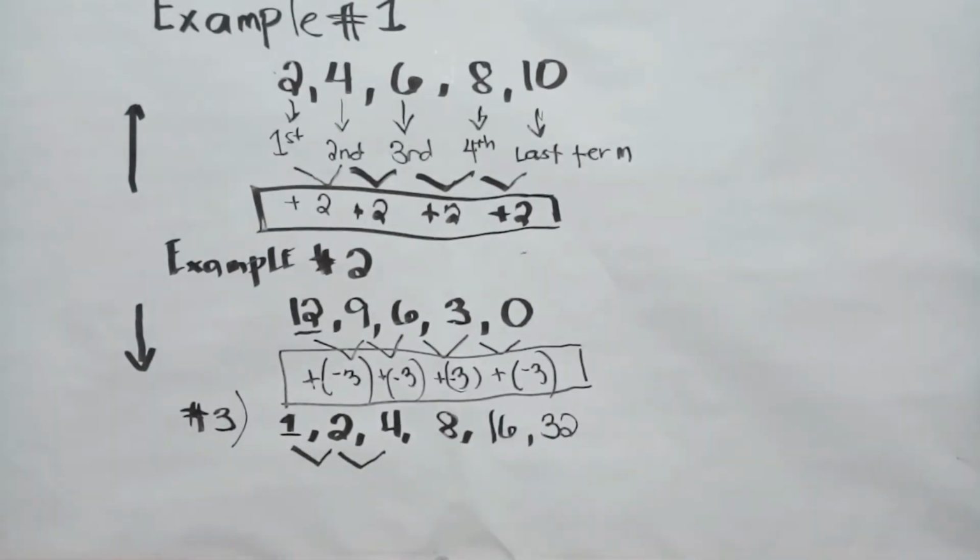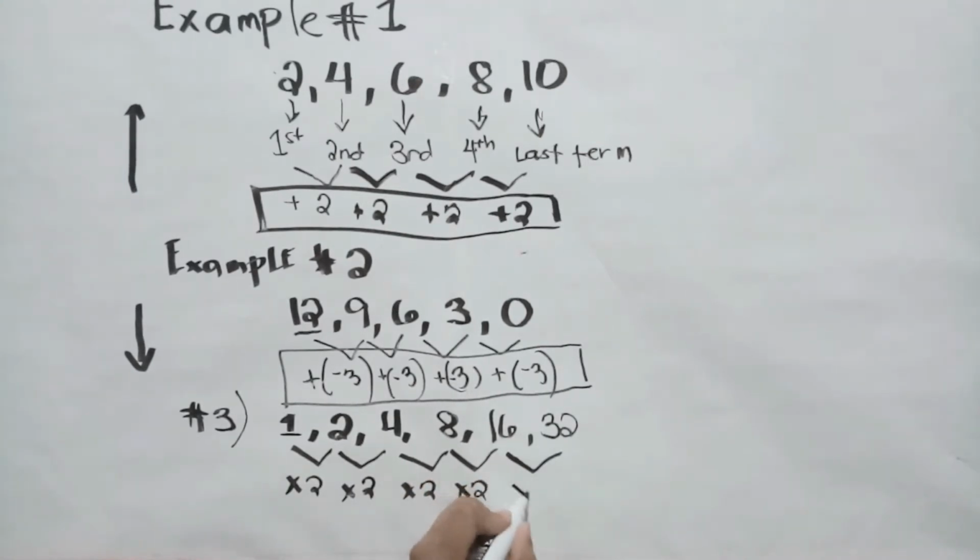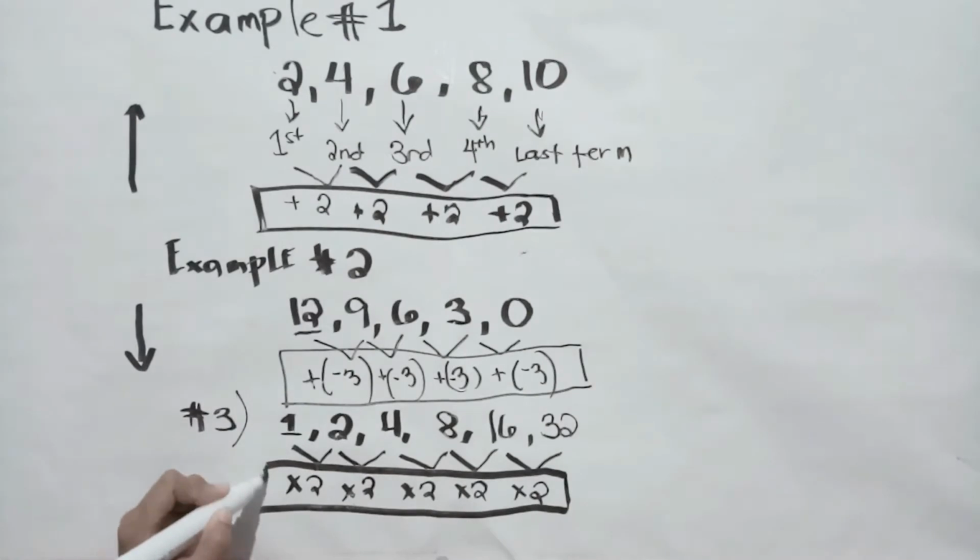Let's try another. Let's try to multiply by 2. Since 1 times 2 is equal to 2. 2 times 2 is equal to 4. Then 4 times 2 is equal to 8. Then 8 times 2 is equal to 16. Then 16 times 2 is equal to 32. That's right. So, the pattern being used is multiplying by 2.